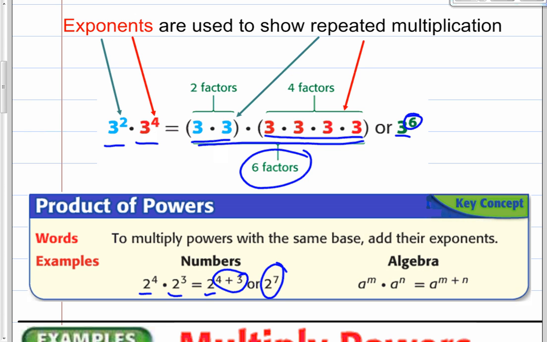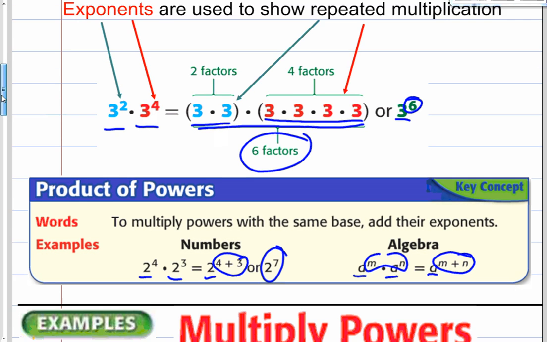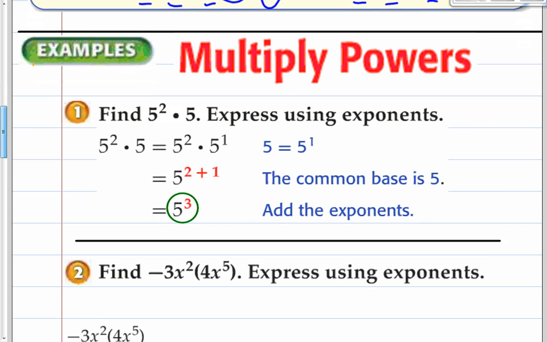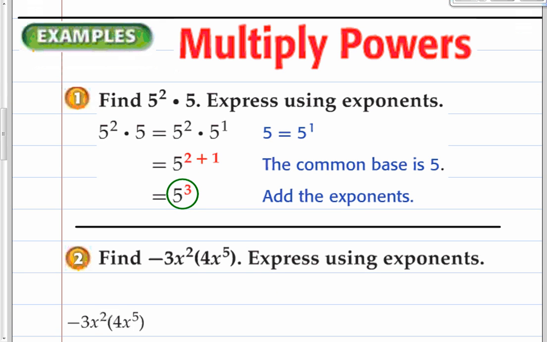Pretty simple. Algebra, same way. Same base, add the exponents. So you have a on the bottom, just add the exponents, m plus n. Let's look at an example. Multiplying those powers, here it is.